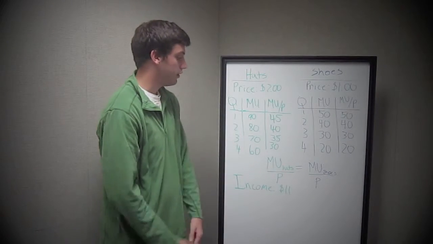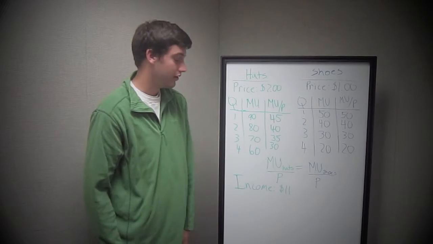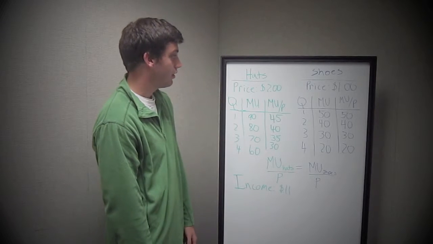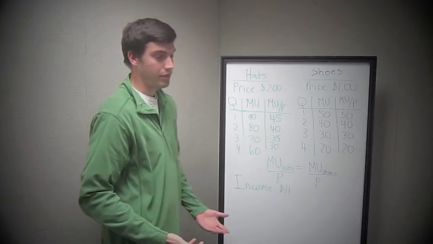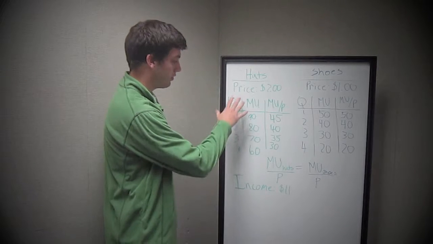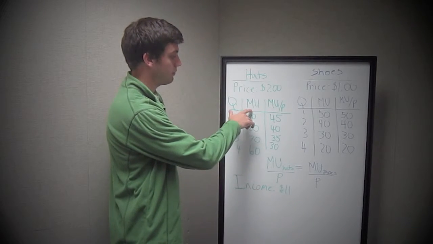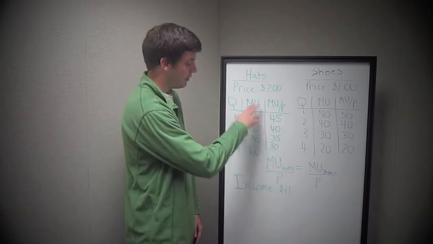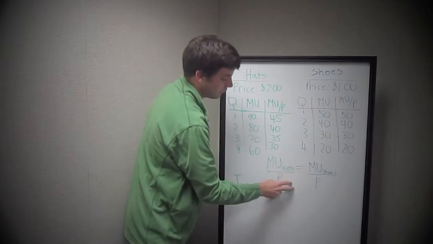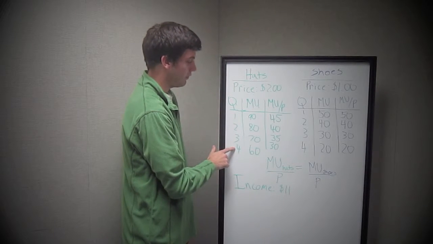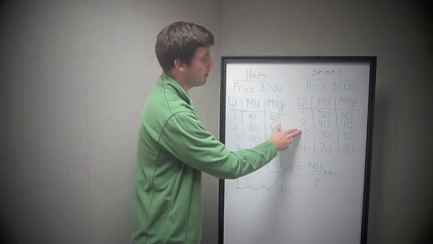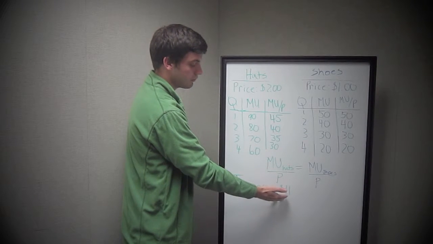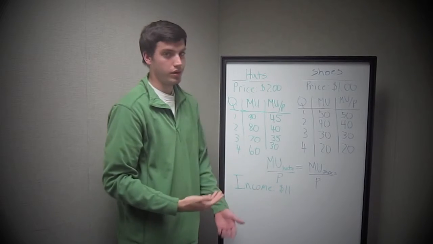So say we had $11 to spend, burning a hole in our pocket, and we want some hats, we want some shoes, but we don't know how many to buy of each. So we look at this chart. This represents quantity, this represents marginal utility, and this represents our formula down here. If we look at that, we see where these two are equal, and that would be at 4 for hats and 3 for shoes. These two are equal, but they don't fully fulfill our income. We still have money to burn.